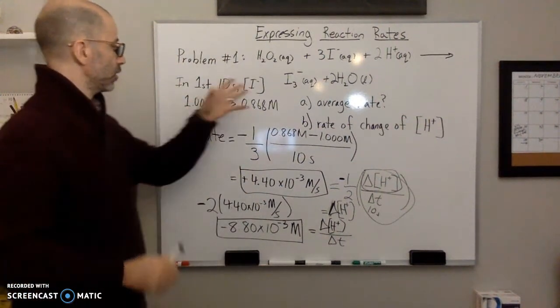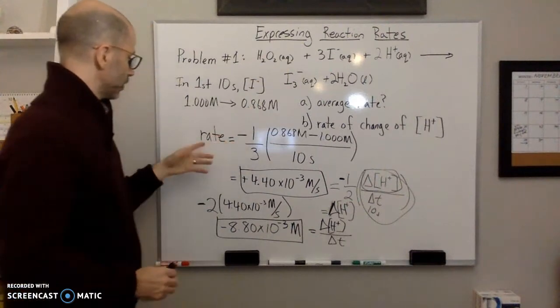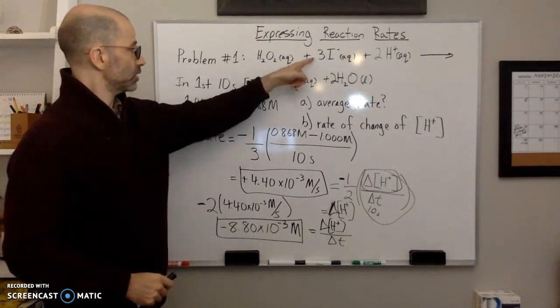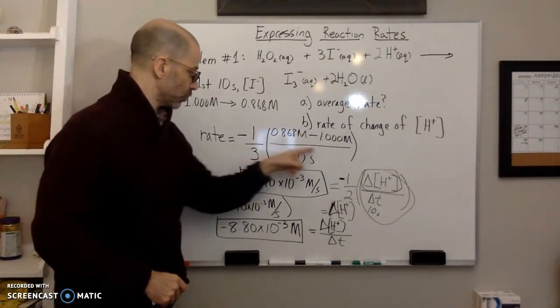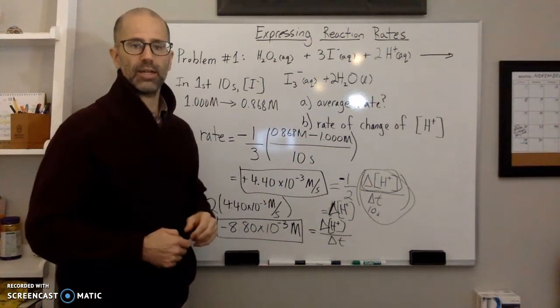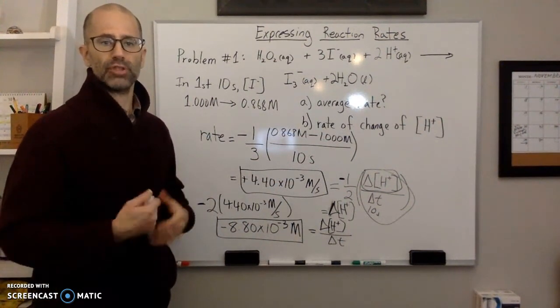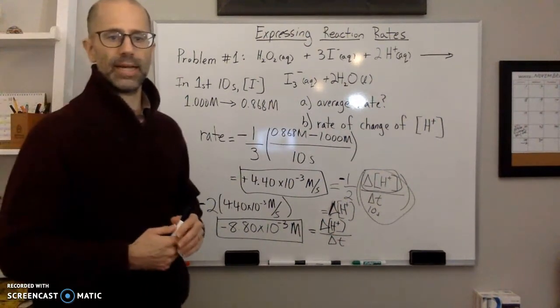So in both parts, we used the formula that rate is equal to 1 over the coefficient multiplied by the change in concentration over the change in time. And that's the way you get the average rate of the reaction or the average rate of change of any of your products or reactants. So what about the next problem?